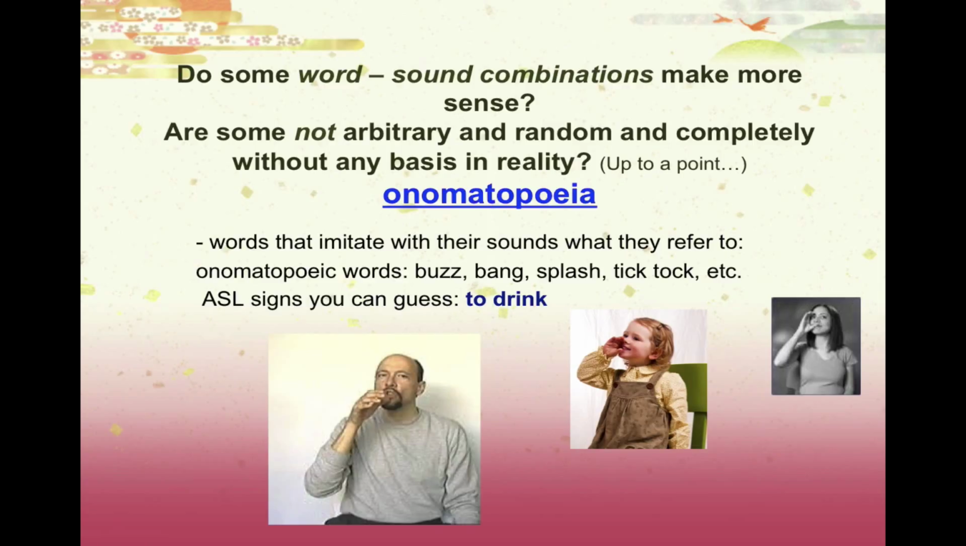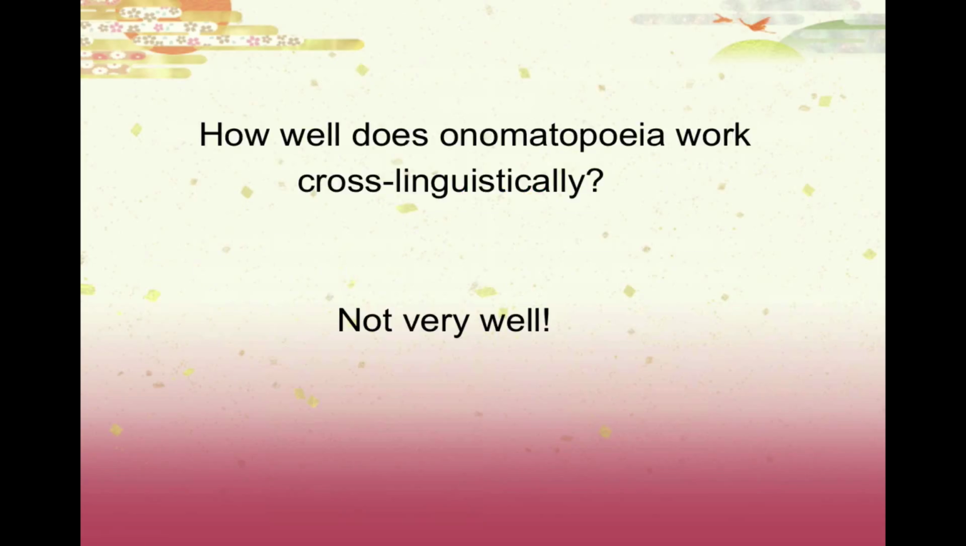There's also some American Sign Language signs you can guess. You see 3 images here of people signaling to drink. But by far the most words and sign language signs are completely arbitrary. There are very, very few words or signs that you could guess. Very few have some kind of a relationship to reality. And if you look at that cross-linguistically, it looks bad. So how well does onomatopoeia work cross-linguistically? Not very well at all.